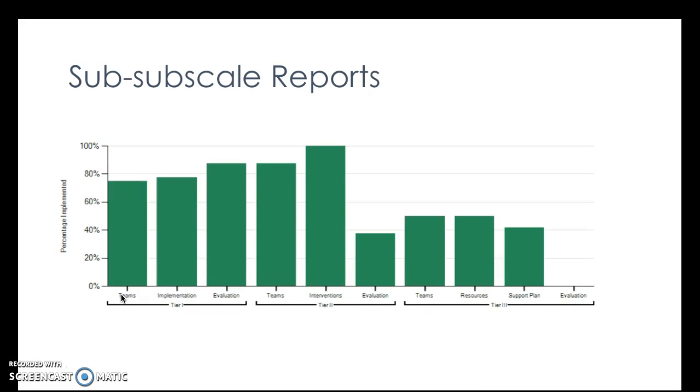This is a look at what a subscale report might look like. So you'll see it's broken down into the 3 different tiers, and within the tiers you'll see words like teams, implementation, and evaluation. Really the data, systems, and practices that are mentioned over and over again within PBIS and other multi-tiered systems of supports.